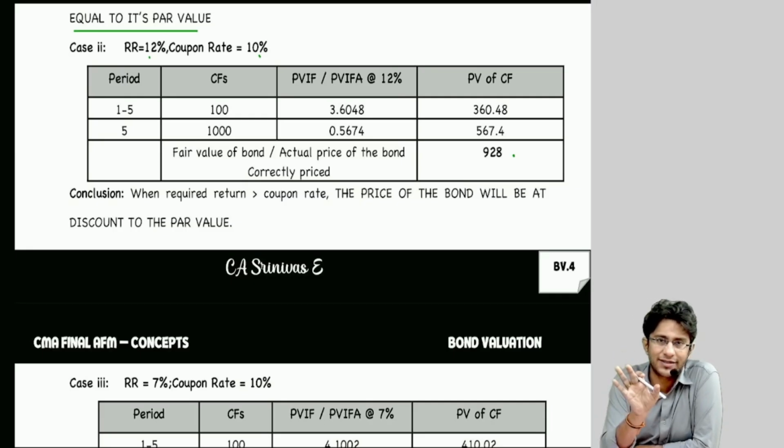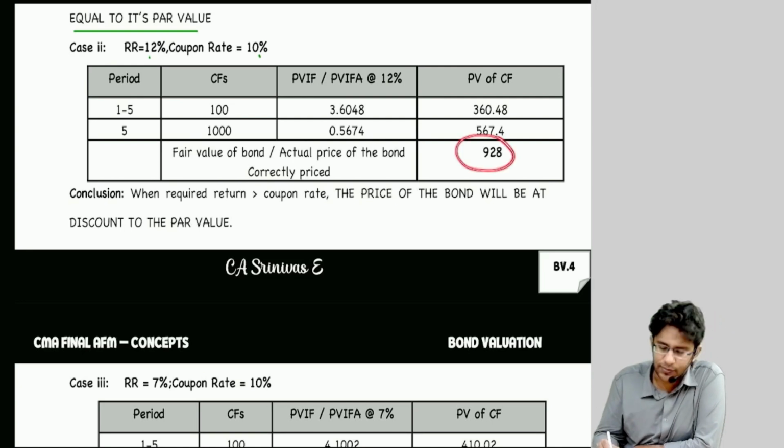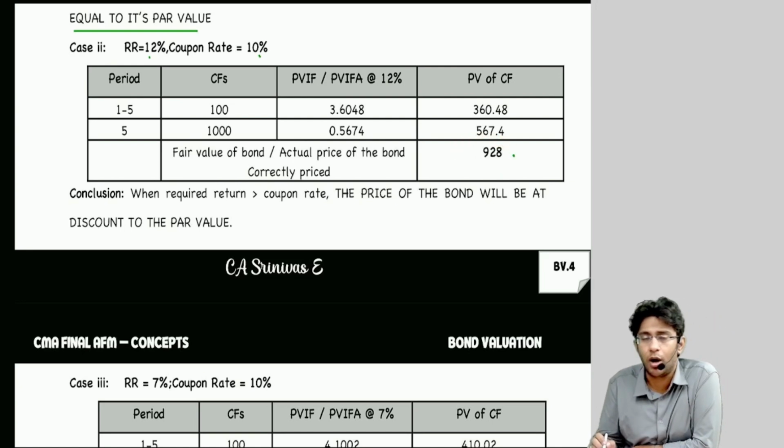Now, should I buy the bond? In the question I am not asking. I will buy the bond anyway. The bond is correctly priced. I don't care whether it is at par, premium or discount. That's not used for decision making purposes. My question here is different. If you buy this bond, which you will do, if you buy the bond at 928, how much return will you get?